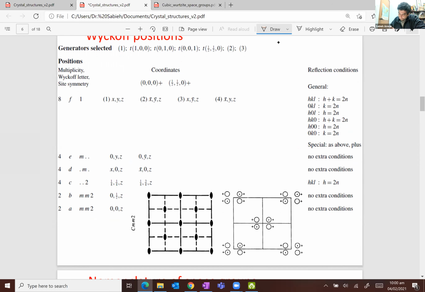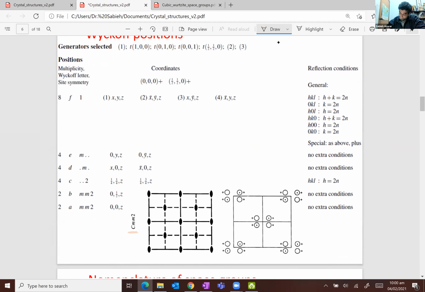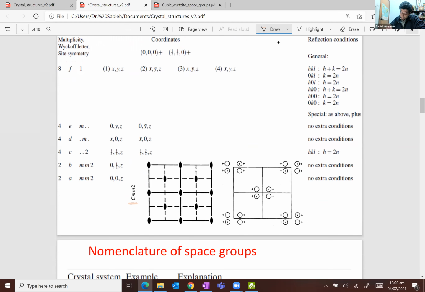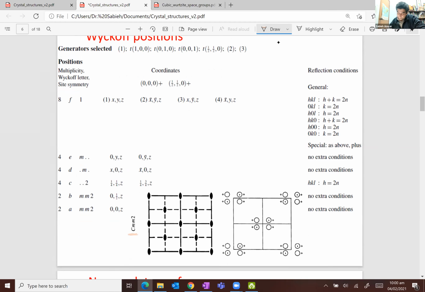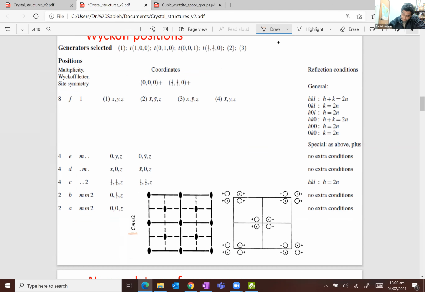Now, if you look at this space group CMM2, there's a listing of fractional coordinates. So what I'm going to discuss now is all of this.